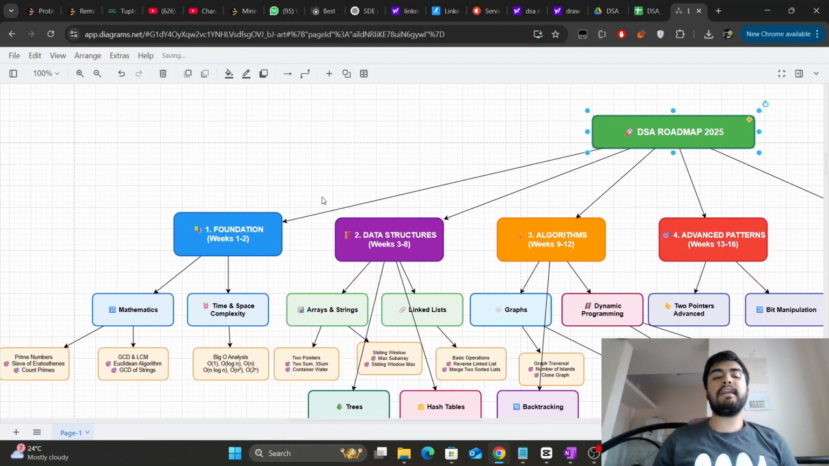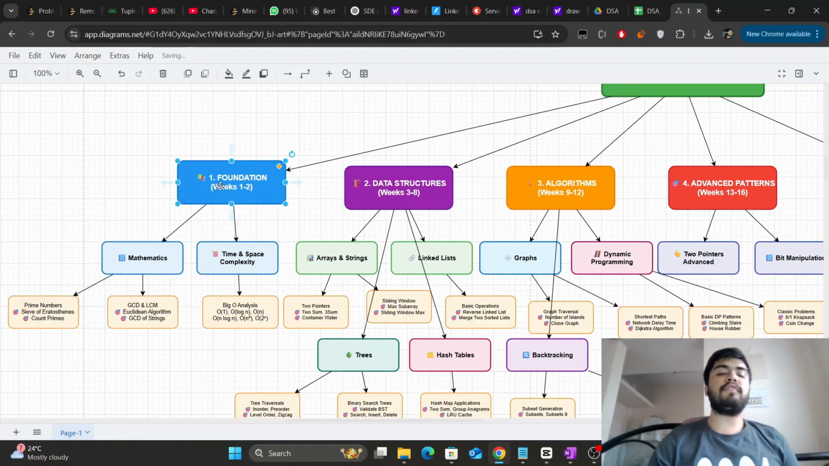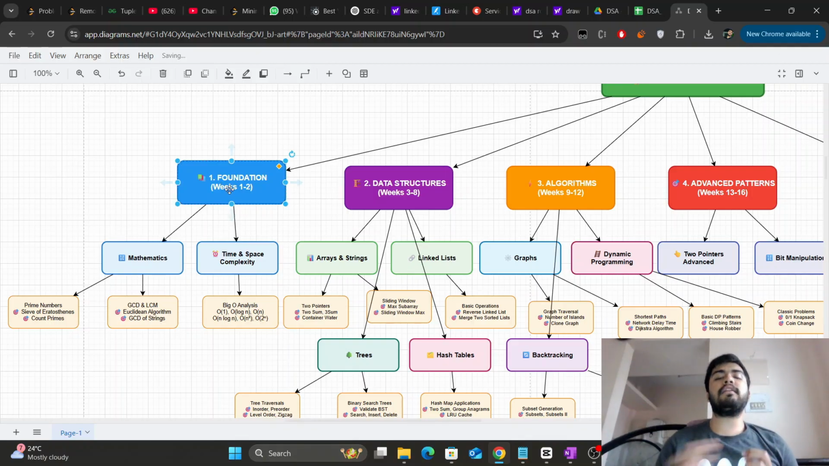So now let's quickly go to the components that we have. In the very first weeks, we will majorly focus on the foundational topics. For every data structures or algorithmic problem you want to solve, basic mathematics foundations are highly needed, at least from a DSA perspective. You will majorly focus on that, but the better you are in mathematics, the greater you are as a problem solver also.